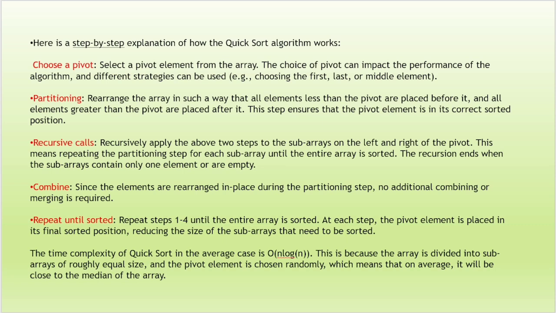At each step, the pivot element is placed in its final sorted position, reducing the size of subarrays that need to be sorted. The time complexity of quicksort in the average case is O(n log n). This is because the array is divided into subarrays of roughly equal size and the pivot element is chosen randomly, which means that on average it will be close to the median of the array.